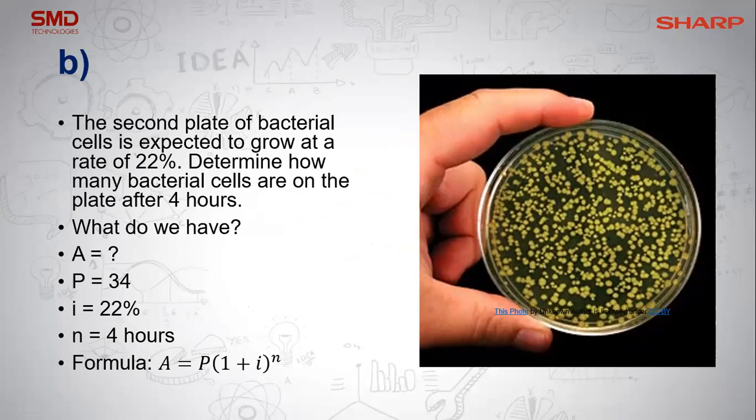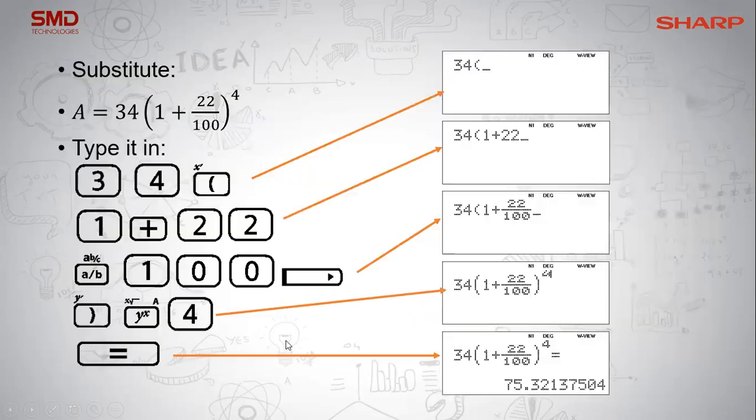Okay, so the second plate of bacterial cells is expected to grow at a rate of 22%. Determine how many bacterial cells are on the plate after 4 hours. So they're asking us how many at the end. We have 34 at the beginning, our rate is 22%, and it is 4 hours. So again, our formula is the compound interest formula, and we just substitute it in. And again, it's just a matter of typing it into the calculator. So there's all of your steps. I'm not going to do this one because I'm sure you know by now what steps to take. So at the end, they have 75 bacterial cells.